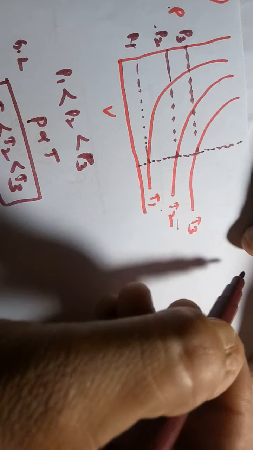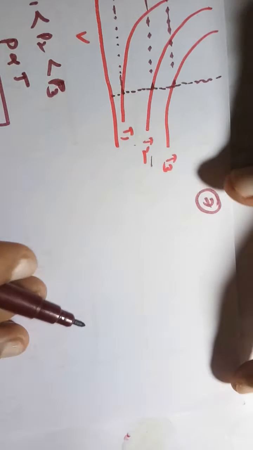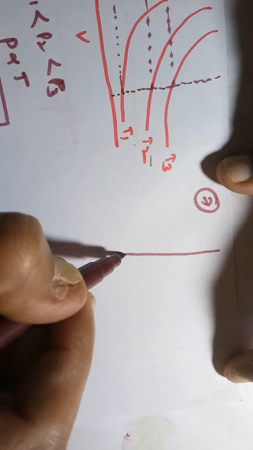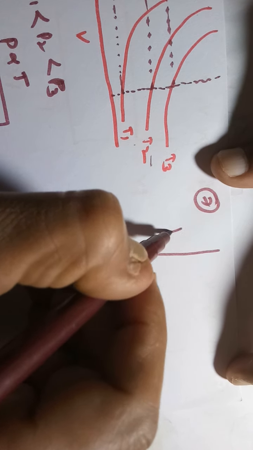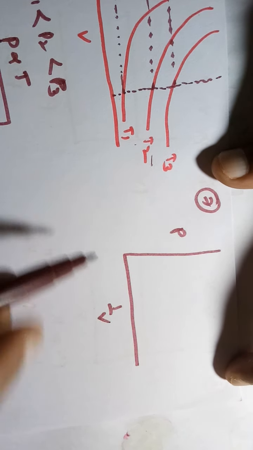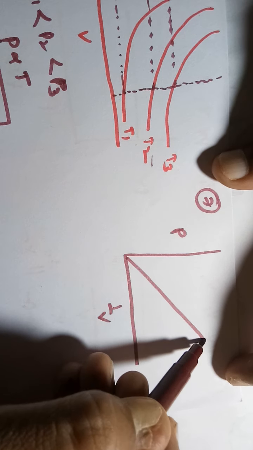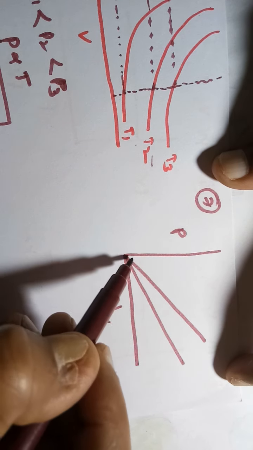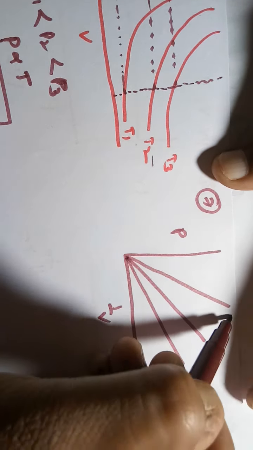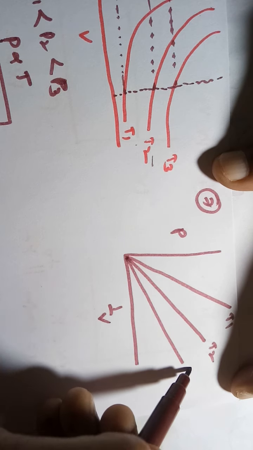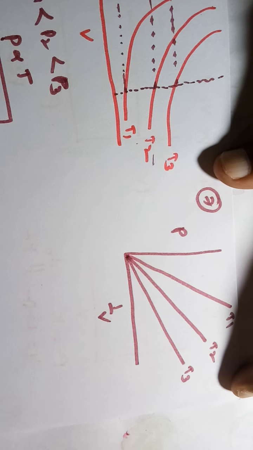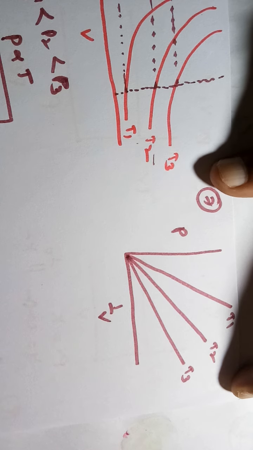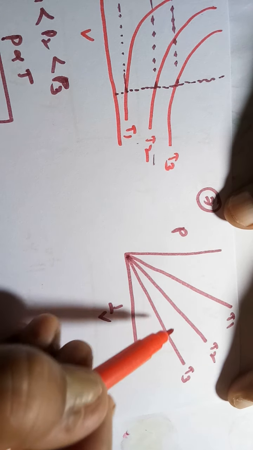Next one, the seventh one I am taking. If I plot the P versus 1 by V graph, I should get straight lines passing through the origin. Such type of graphs I should get. This is at T1 temperature, this is at T2 temperature, this is at T3 temperature. Write the relation among T1, T2, T3. In order to get the relation, what is the trick?